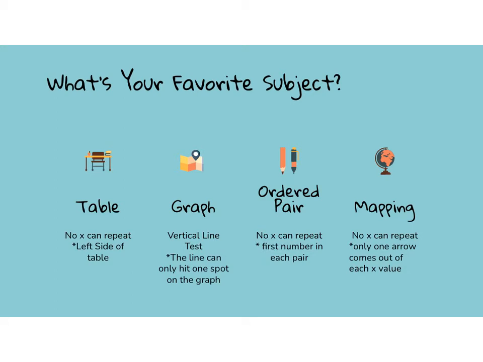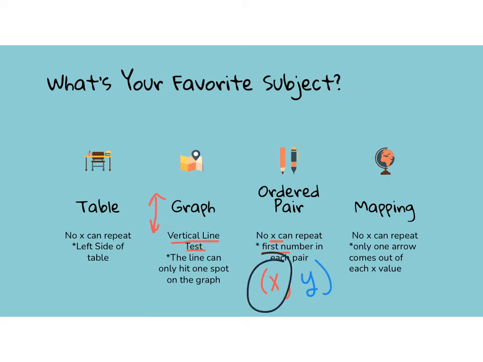So from a table, no x can repeat, so the left side of the table cannot have the same number. From graphing, it must pass that vertical line test. The line can only hit one spot on the graph when you make a vertical line. Ordered pairs, the x's again cannot repeat. The x is the first number in each pair. So the x value cannot repeat, that first number right here.